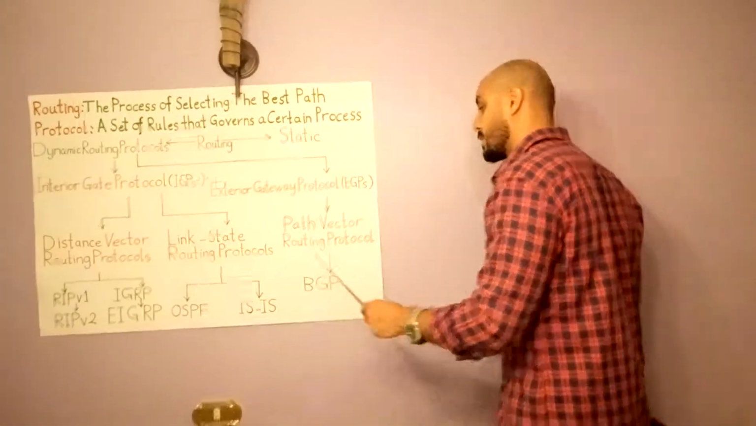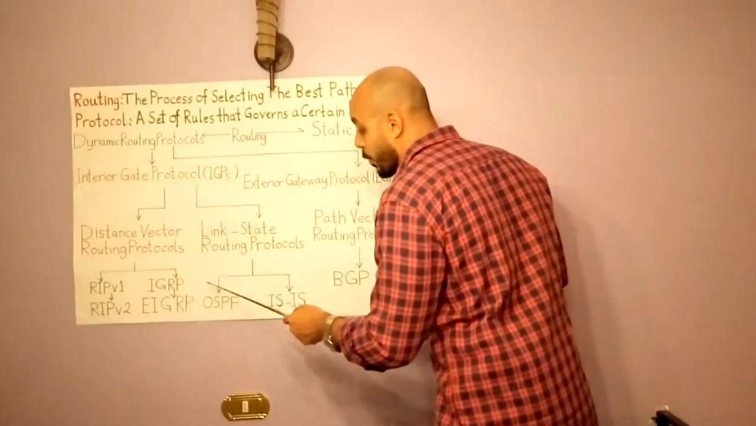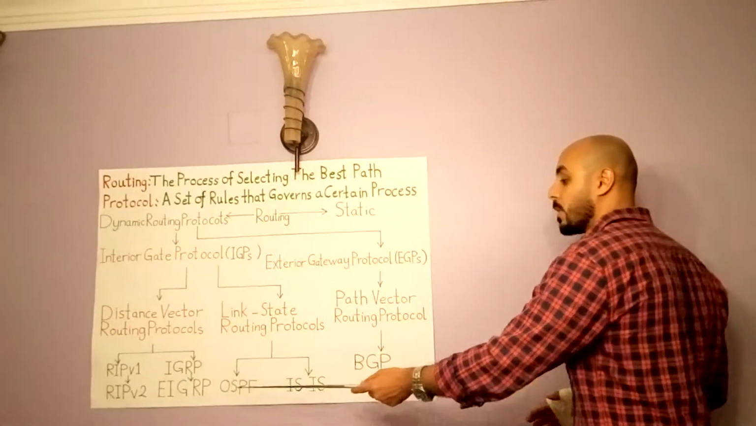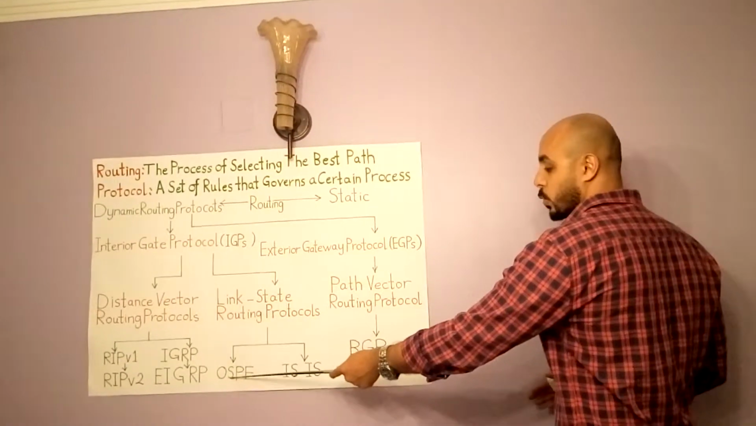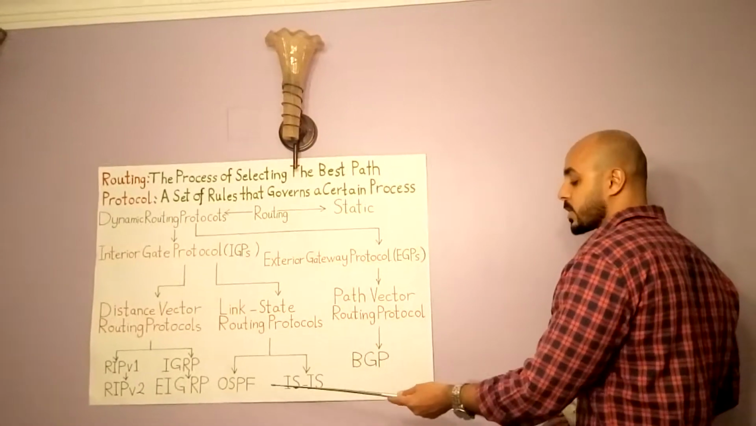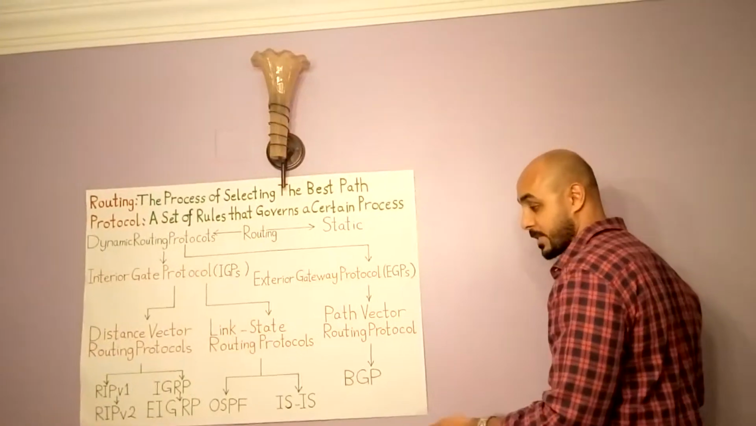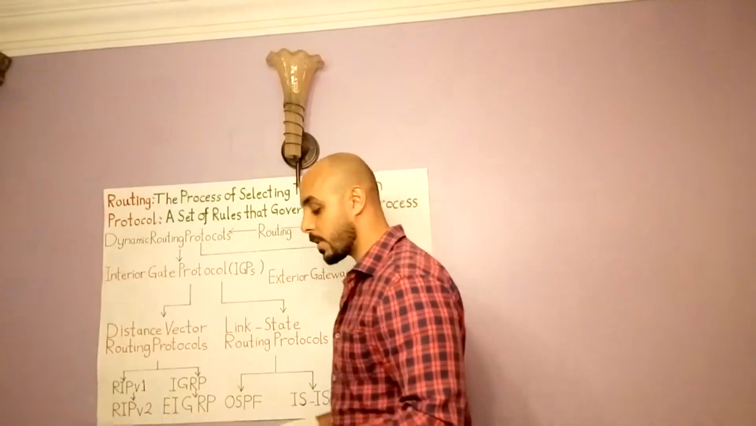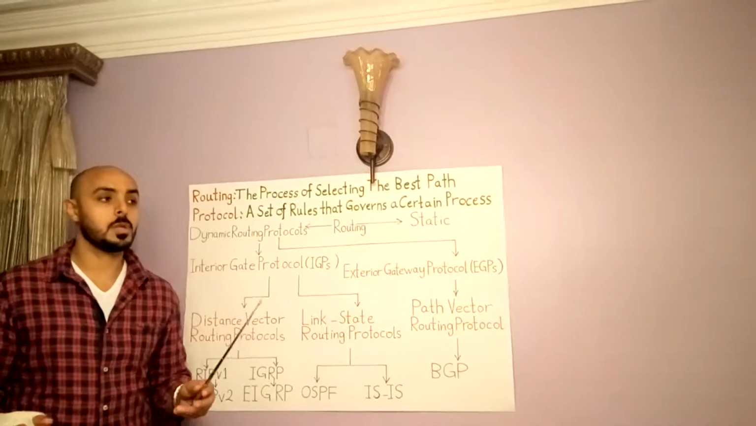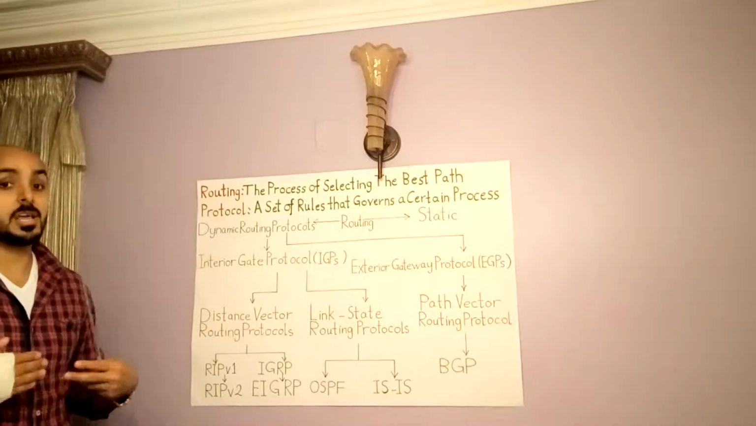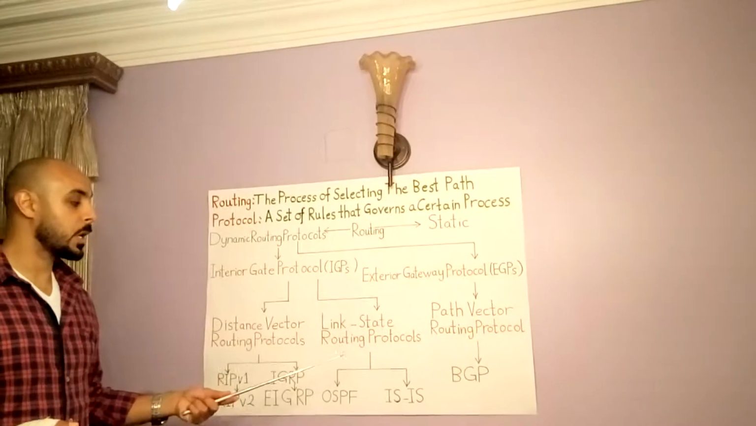Right now we will move to the link state routing protocols. We have two routing protocols here, the OSPF, which stands for Open Shortest Path First, which is open source by the way, and the IS-IS, which stands for Intermediate System to Intermediate System. These types of routing protocols are very good for large networks because they scale very well.